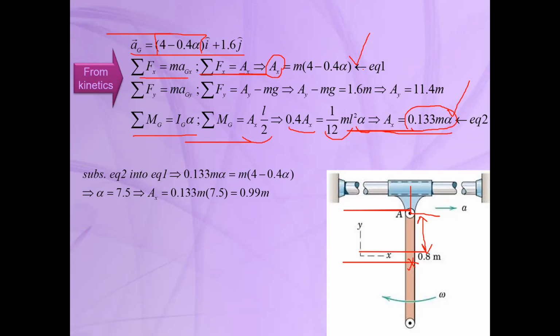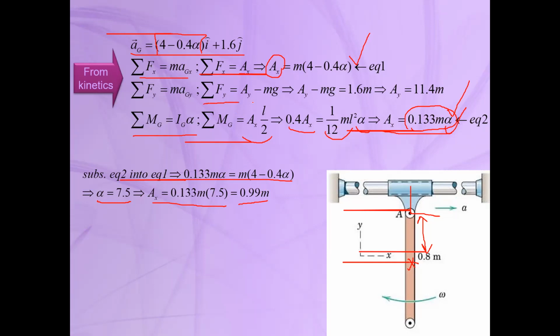The m will be cancelled out, and you can easily obtain that alpha is equal to 7.5. This is the equation, and by solving it, you can easily obtain alpha. And then you can substitute alpha here in this equation. Alpha is equal to 7.5, as you can see here. You can obtain AX.